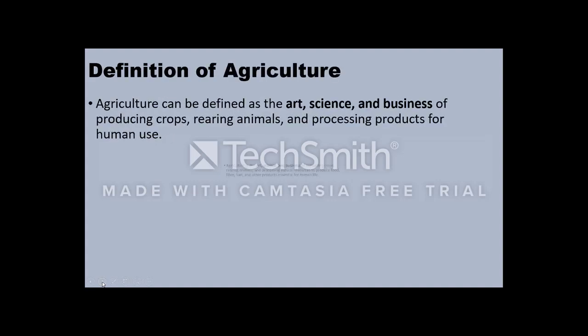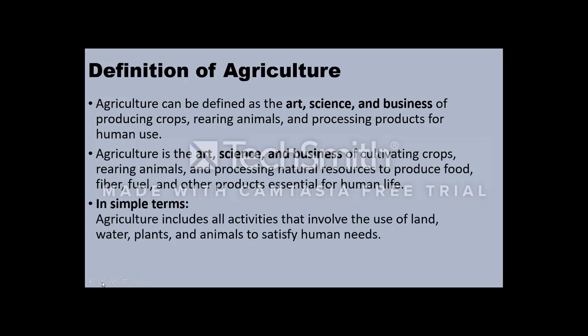So starting off, what is the definition of agriculture? Agriculture can be defined in various ways. It is an art, science, and business of producing crops, rearing animals, and processing products for human use. Agriculture also can be the art, science, and business of cultivating crops, rearing animals, and processing natural resources to produce food, fiber, fuel, and other products essential for human life. So, in simple terms, agriculture includes all activities that can be used on land, water, plants, and animals to satisfy human needs.